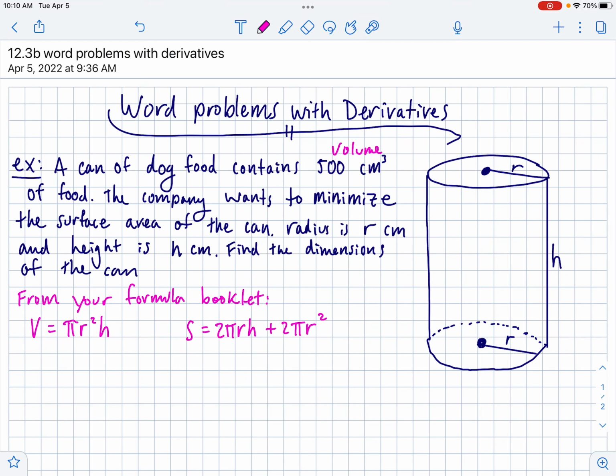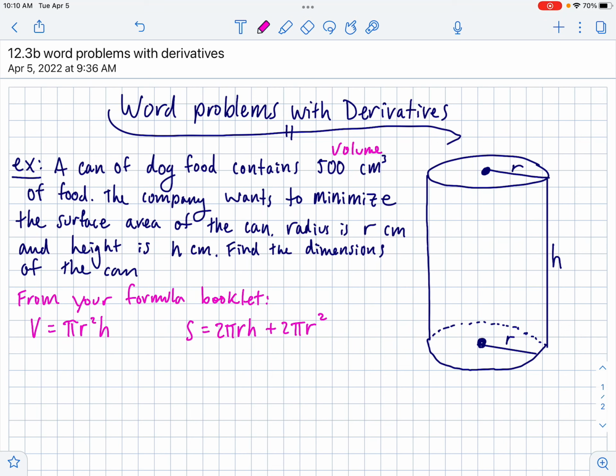They also did not provide you with a drawing of a dog food can, so I did my best job at drawing a cylinder for you. The company wants to minimize the surface area of the can, which makes sense. Like if you had a company and you had to pay for labels and stuff like that, you would want to do the least amount of production you could, because it would cost less for the labels.